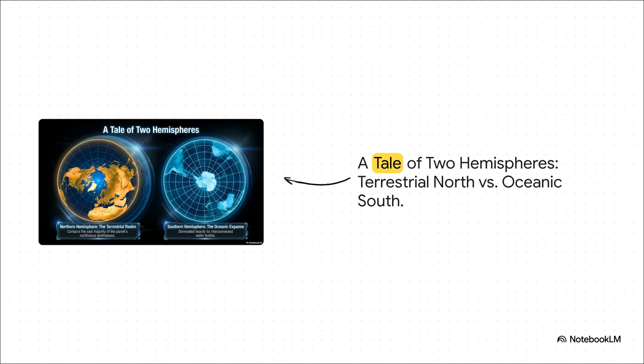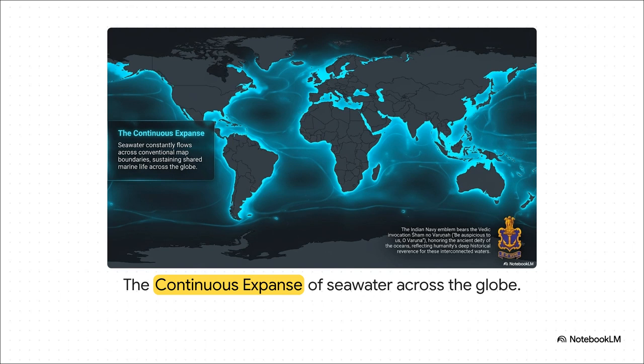It's heavily dominated by this interconnected, continuous body of water, with the icy, isolated continent of Antarctica firmly anchored at the bottom. And ocean water doesn't really care about the lines we draw on our maps. It constantly flows right across those conventional boundaries. The oceans aren't neatly boxed in at all. They are one continuous expanse sustaining shared marine life all across the globe.